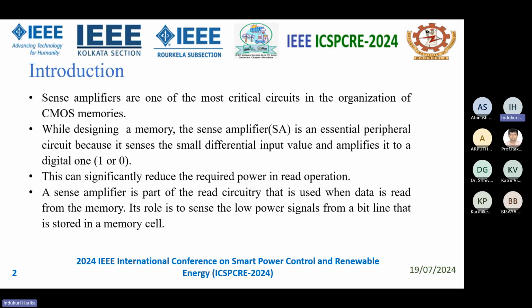Coming to the introduction of our paper, sense amplifiers are used to detect and amplify low power signals in the memories. These are the most important circuits in the organization of CMOS memories. While designing a memory, they are essential because they sense small differential input values and amplify them to a digital one. This helps us reduce the required power in the read operation of SRAM circuits. It is mainly used when data is read from the memory cell.